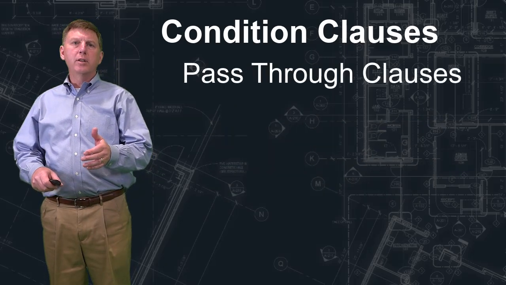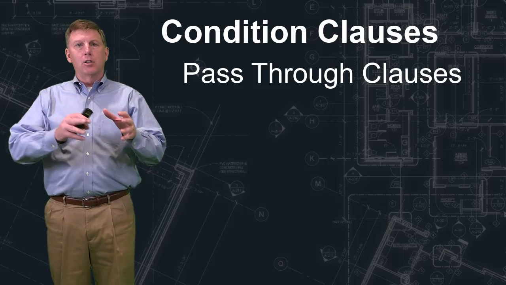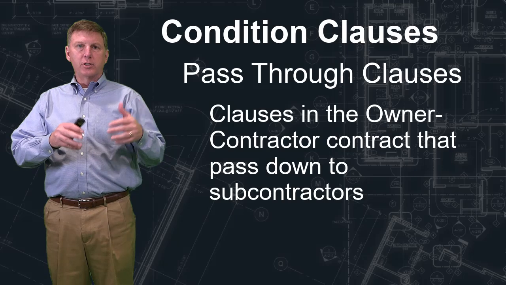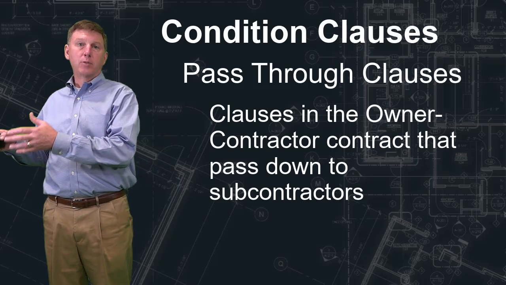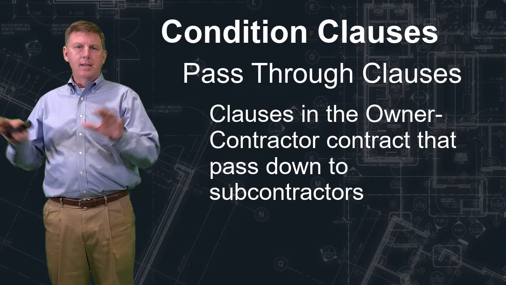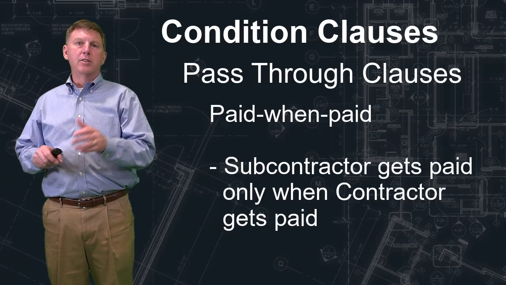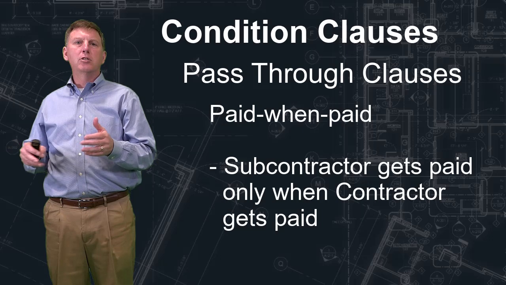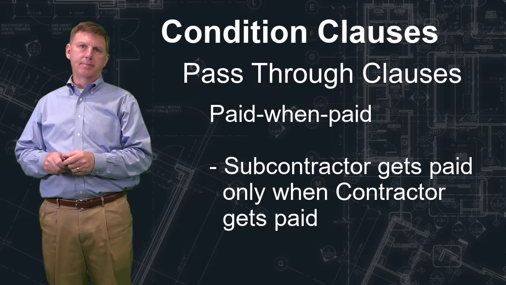Another thing that you're going to want to look at are pass-through clauses. Pass-through clauses are clauses that the owner has with you in the general or supplementary conditions that they want you then to pass down to the agreements between you and your subcontractors. They want to make sure everybody has the same clauses included in their contract. One of the other things that you'll do in a pass-through clause is you'll make sure that the subcontractors know that they'll get paid when you get paid.